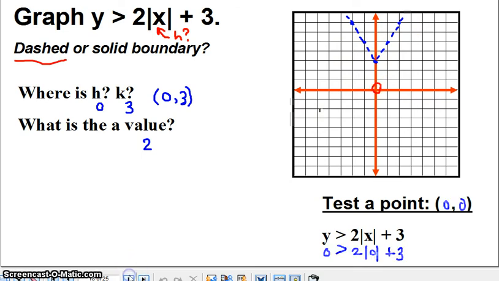Now let's test a point. We throw in 0, 0, Y value of 0, X value of 0, and then absolute value of that, and 2 is multiplying by this absolute value, so we get a 2 here essentially. So when we check that, we have 0 is greater than 3, absolutely false. Here's where we have tested that point. This area is false, so we will essentially be shading inside that V.